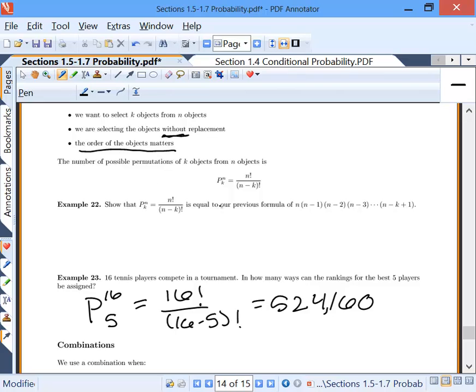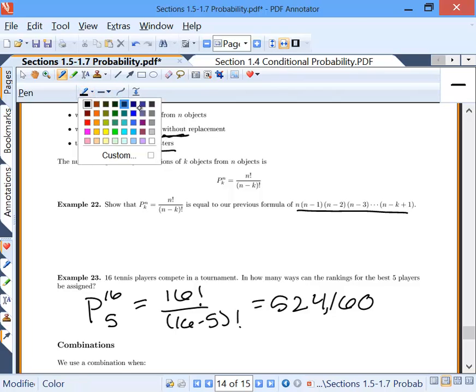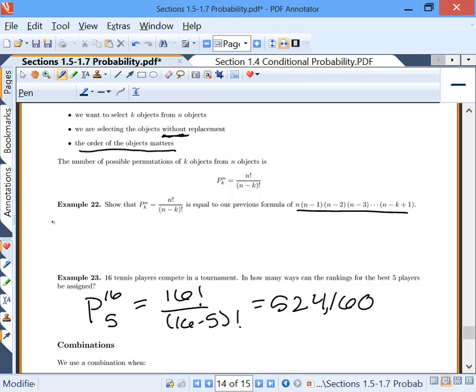So while we're here, just because this is a cool thing mathematically, let's show that our formula, n factorial over n minus k factorial, is equal to our previous formula. Remember when I wrote this up above on the previous page? So we actually did the permutation formula by hand without realizing it, and we're going to show now that this is actually equal to it. So let's start with n factorial over n minus k factorial.